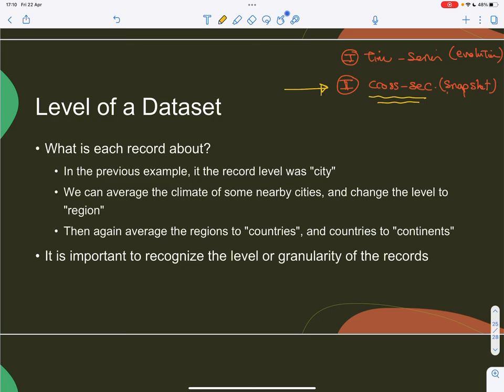So we have learned the types of variables and types of datasets. Now it's time to talk about the level of a dataset. See you in the next part of the lecture.